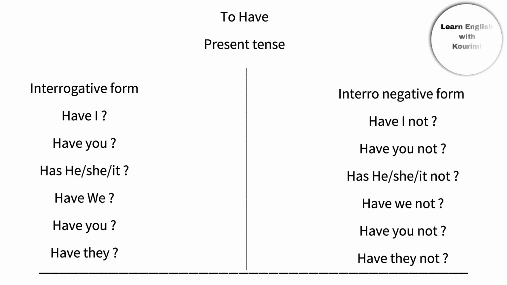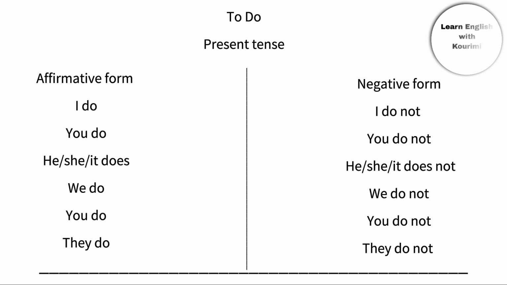They have not. Interrogative form. Have I? Have you? Has he, she, it? Have we? Have you? Have they? Interrogative negative form. Have I not? Have you not? Has he, she, it not? Have we not? Have you not? Have they not?